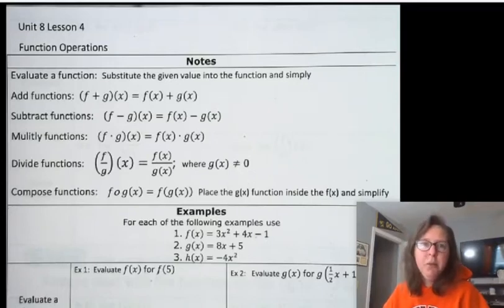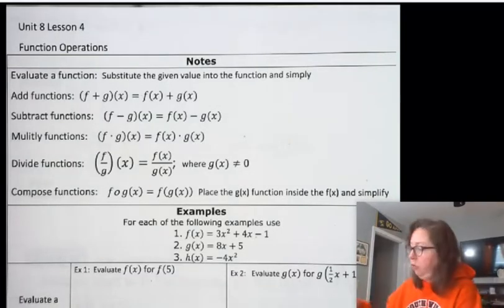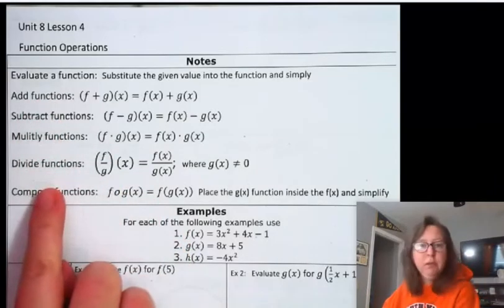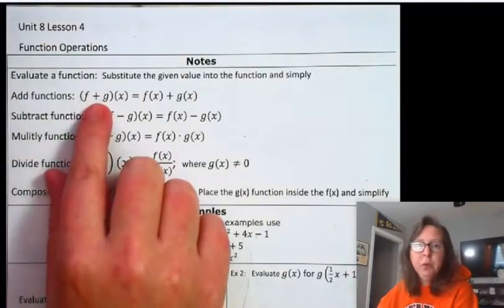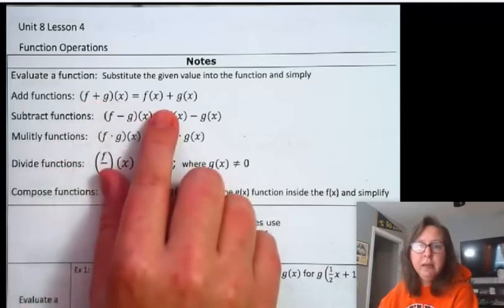Hey guys, today we're going to do Unit 8, Lesson 4, which is all function operations, ways that we can put functions together and work with them. So the first thing that we're going to do is some practice on evaluating a function for just a regular number, which you did in Math 1. And then we're also going to be doing all of these operations with functions, okay? This is the function notation. And so notice if I'm going to add two functions together, you can write it like this and like this.